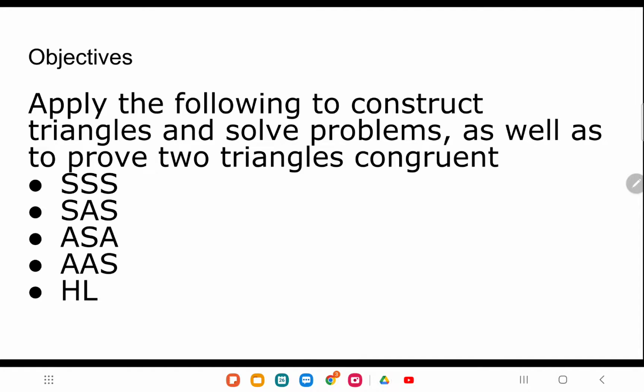Our objectives today are to be able to apply the following to construct triangles and solve problems, as well as to prove two triangles congruent. We have 5 postulates or theorems. Those are SSS, side, side, side, SAS, side, angle, side, ASA, angle, side, angle, and AAS, angle, angle, side. We also have hypotenuse, leg.